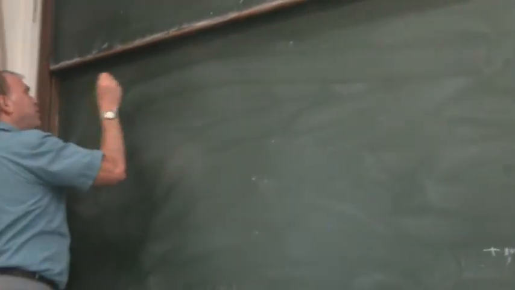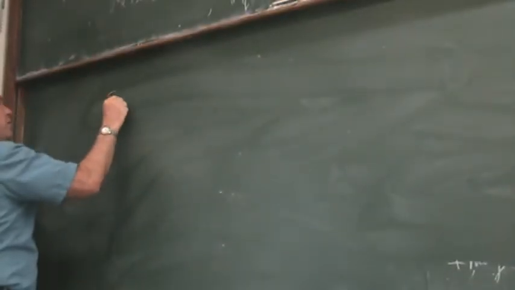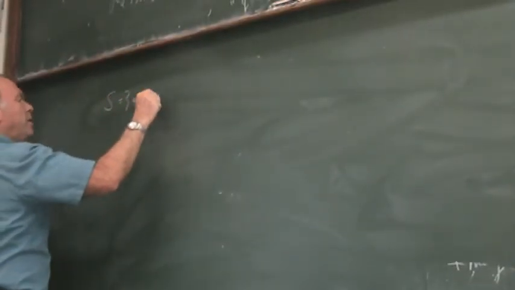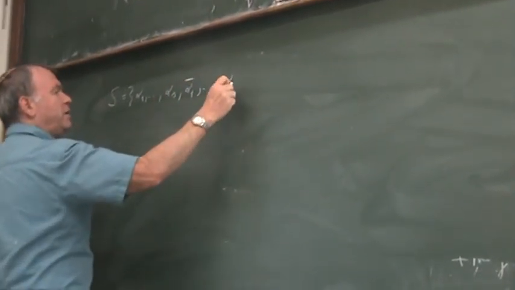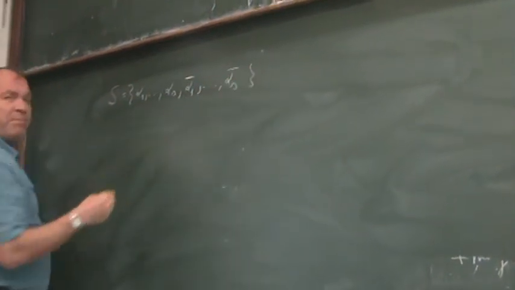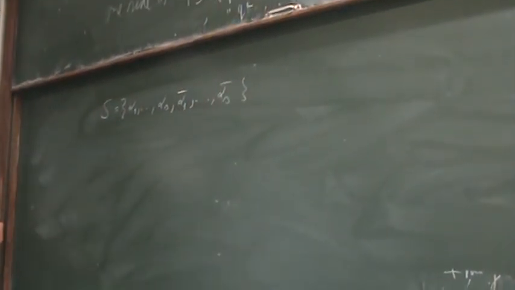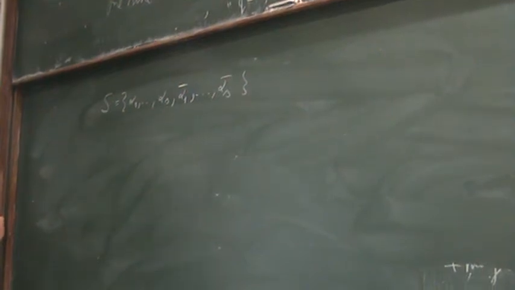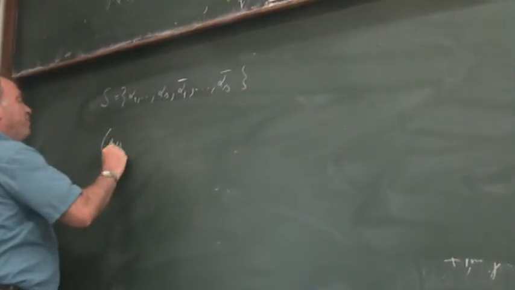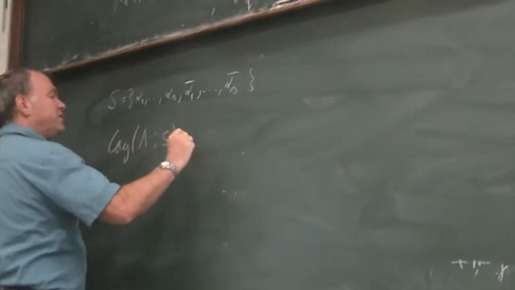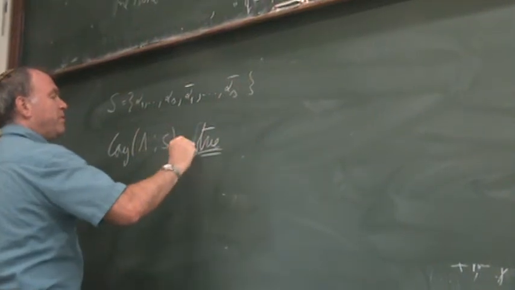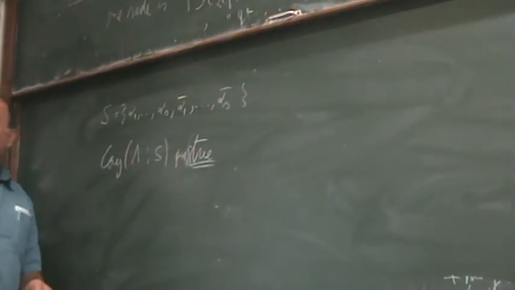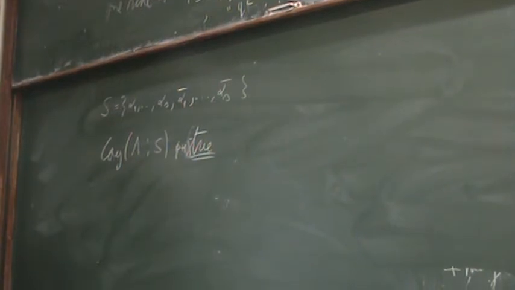But here, it's very simple, because remember where we came from. What are our generators? Our generators are alpha_1 up to alpha_s, alpha_1 bar, up to alpha_s bar. And these are the p+1 generators. And they generate a free group, right? The Cayley graph of Lambda with respect to S is a (p+1)-regular tree.